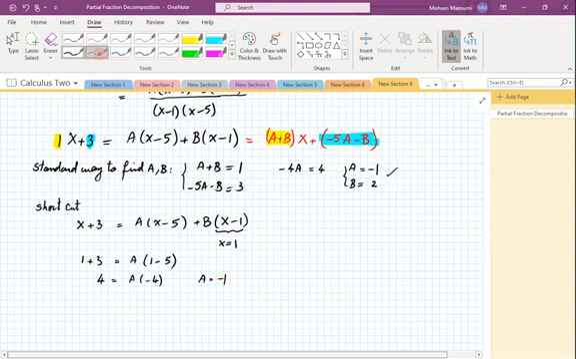The second time around, I come and try to get rid of a. I say, okay, to get rid of the presence of a, set x equal to 5. And then this factor is going to go. When x is equal to 5, let me write it: 5 plus 3 is equal to, on the other side, I'm just left with the b term. So it's going to be b times (5 minus 1). So this tells me 8 is equal to b times 4. So that tells me b must be 2, which is what we got before, thankfully.